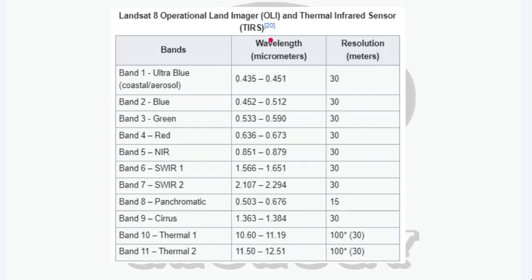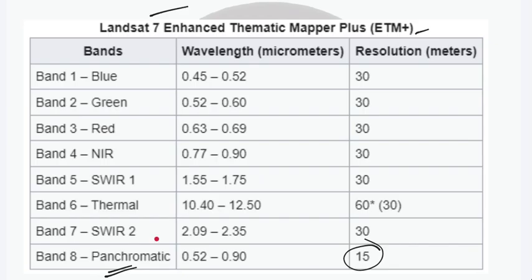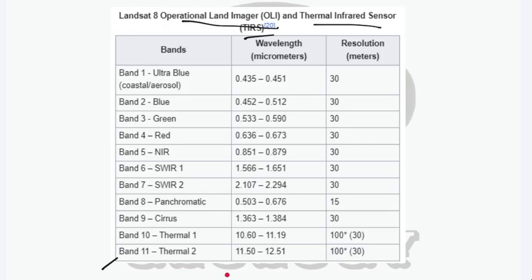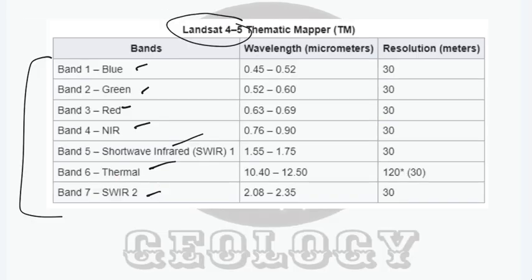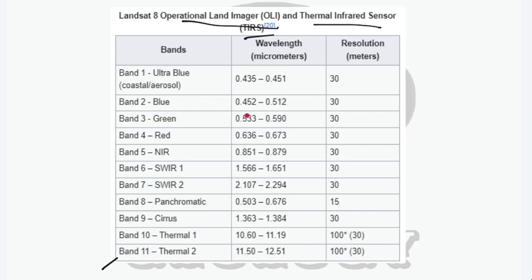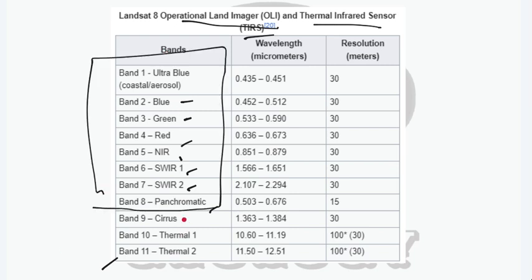Then this is the operational land imager only and the thermal infrared sensor, TIRS. Okay, these are having 11 sensors. See, these are having 8 sensors. Before that, it is 7 sensors. Here you can see blue, green, red, NIR, SWIR 1, SWIR 2, panchromatic. These 8 bands are the same. Then here you can see the Cirrus band is extra, thermal 1, thermal 2.